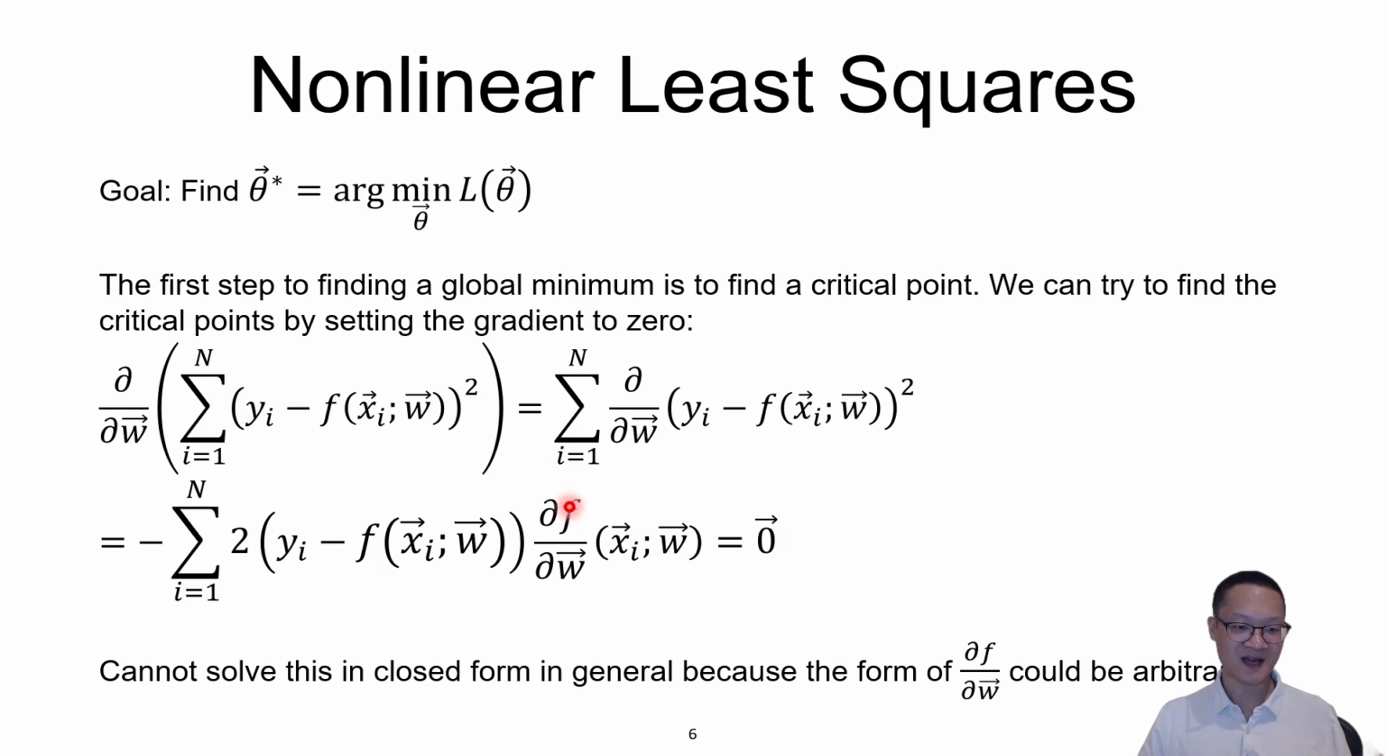So that's basically the math. Taking the gradient of the square loss, the gradient goes inside a sum, and then we use the chain rule. 2 comes down, the inside stays the same, and then the gradient of the inside with a negative sign out in front. Set that to 0, but in general, it's really hard to write down w equals something.